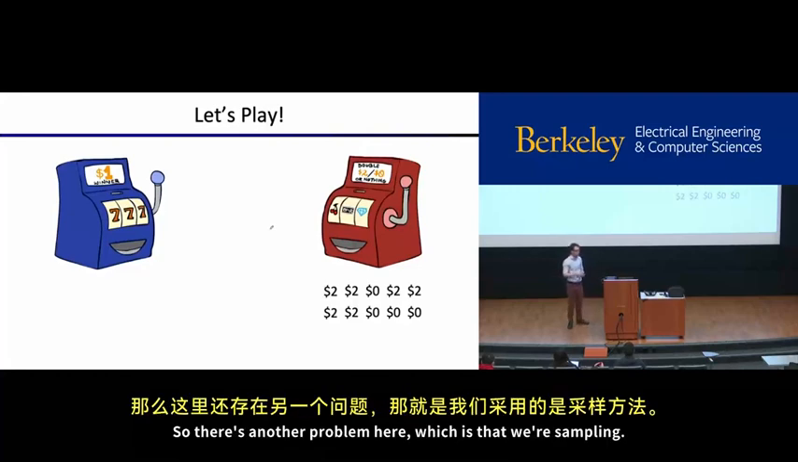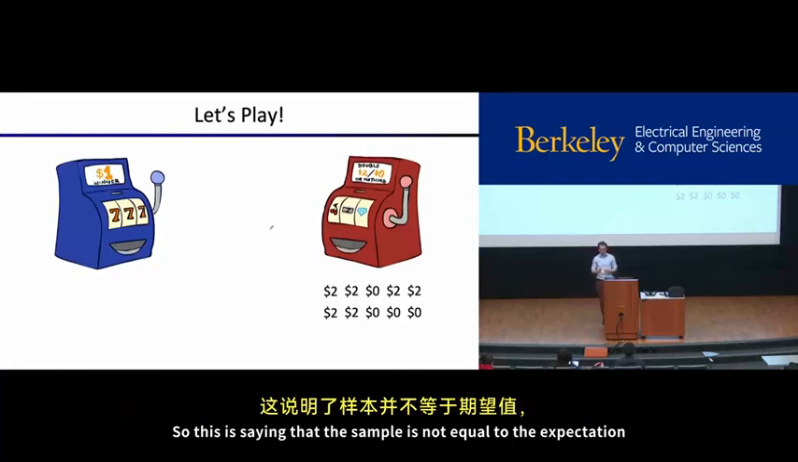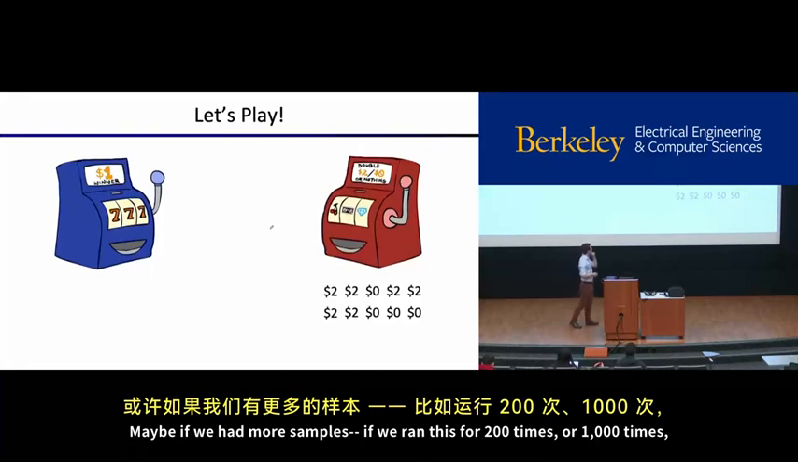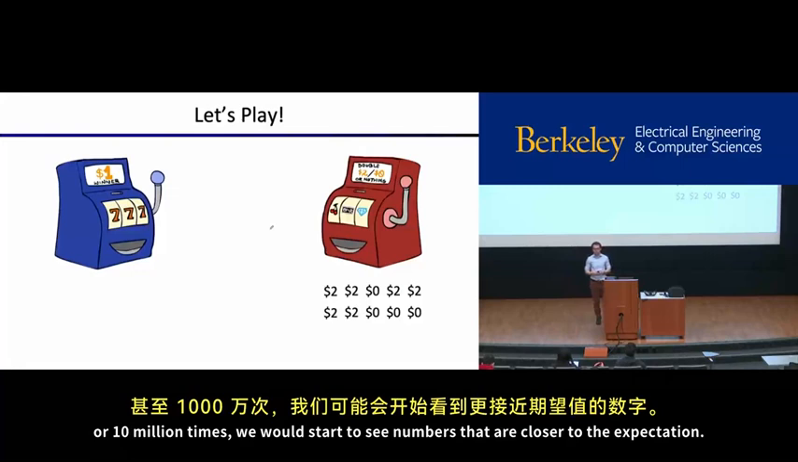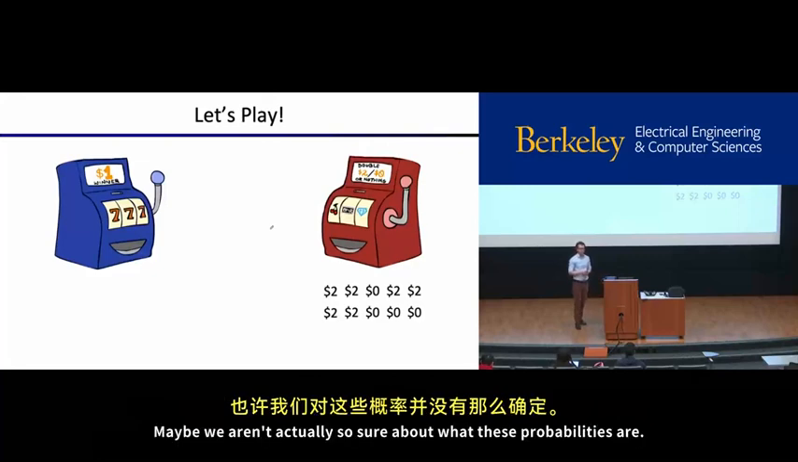So there's another problem here, which is that we're sampling, right? We saw sampling with Bayes nets, and we saw sampling with all that. This is saying that the sample is not equal to the expectation because maybe we didn't have enough samples. Maybe if we ran this for 200 times or 1,000 times or 10 million times, we would start to see numbers closer to the expectation. Okay, but the thought came up, maybe our model is wrong, right? Maybe we aren't actually so sure about what these probabilities are.